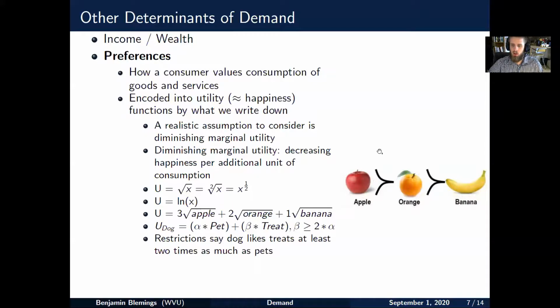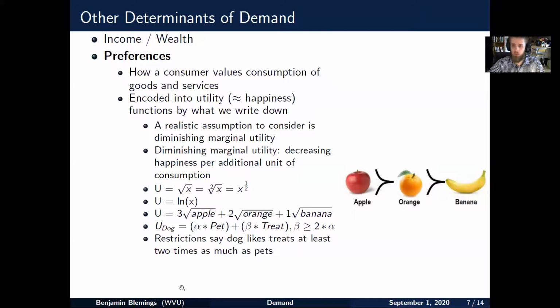Over here, there's a picture of somebody preferring apples to oranges and oranges to bananas. So this would be like saying they get the most utility, 3, from an apple, the next most utility, 2, from an orange, and the third most utility or happiness, 1, from a banana.